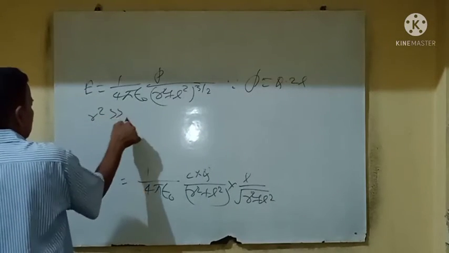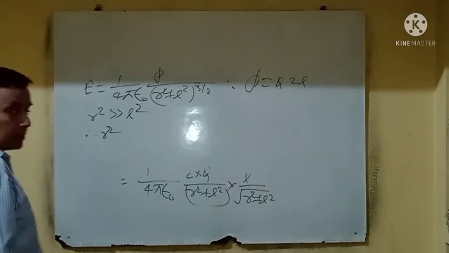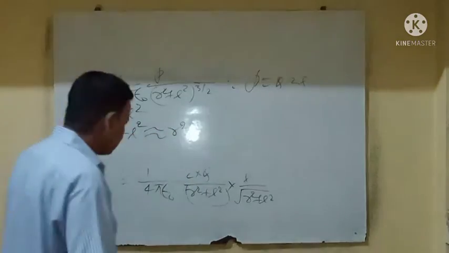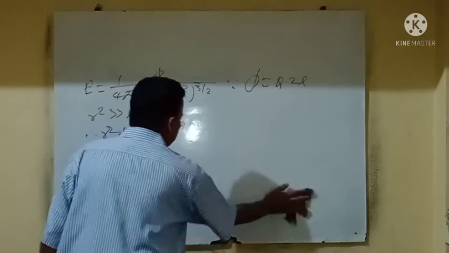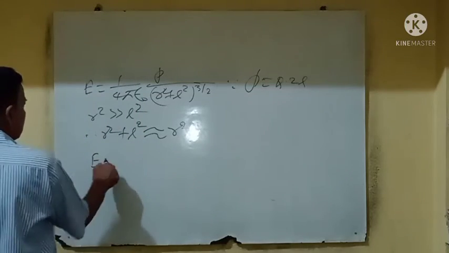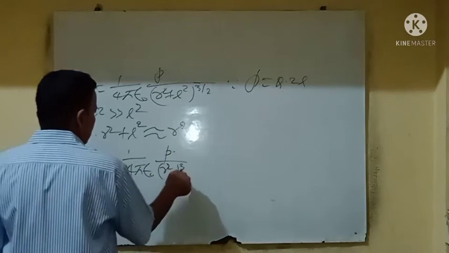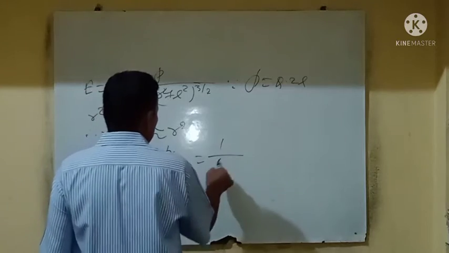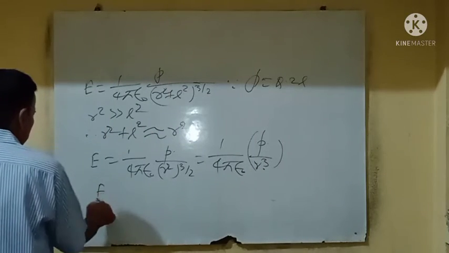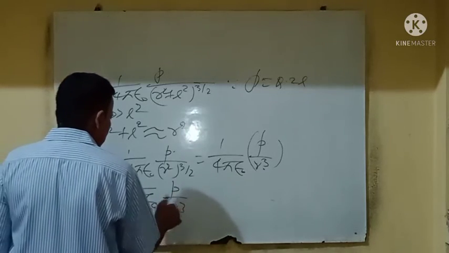R square is very much greater than l square, so r square plus l square is approximately equal to r square. So we write E is equal to 1 by 4 pi epsilon naught, p by (r square) power 3 by 2, which equals 1 by 4 pi epsilon naught, p by r cube. In vector form, E equals minus 1 by 4 pi epsilon naught, p by r cube.